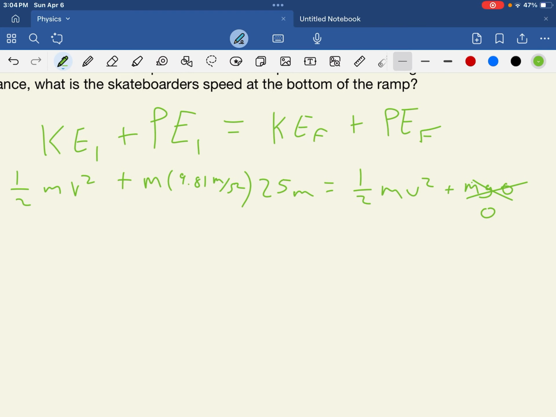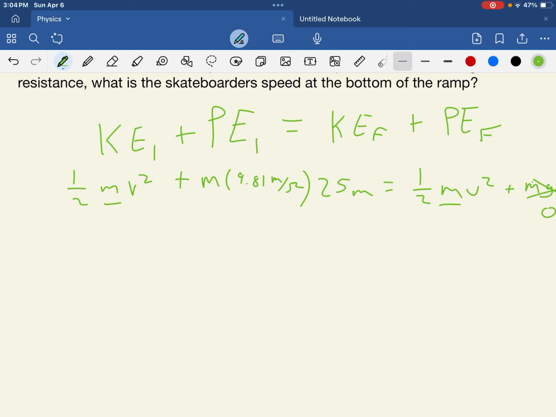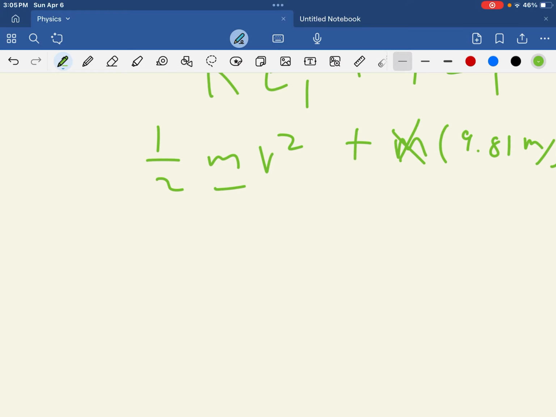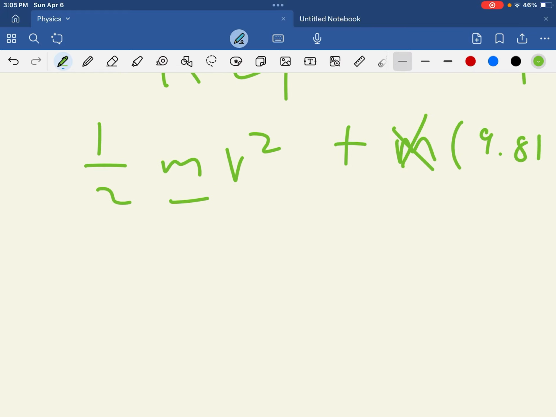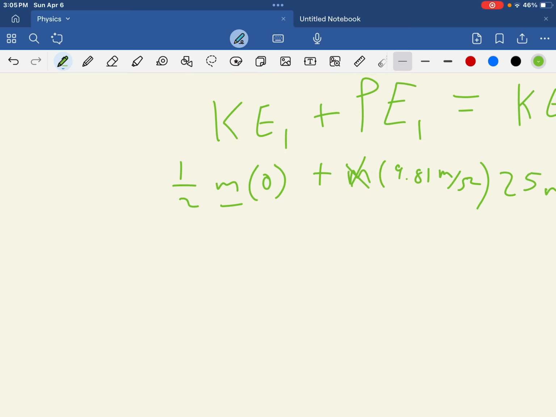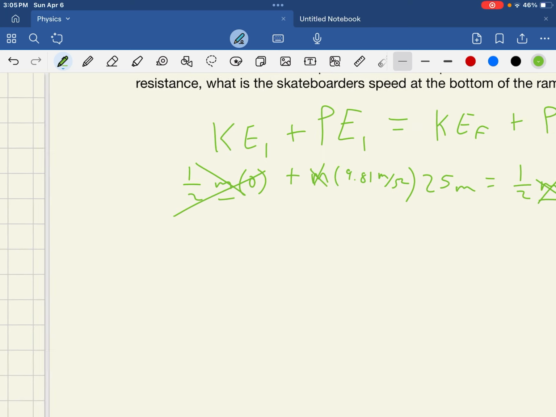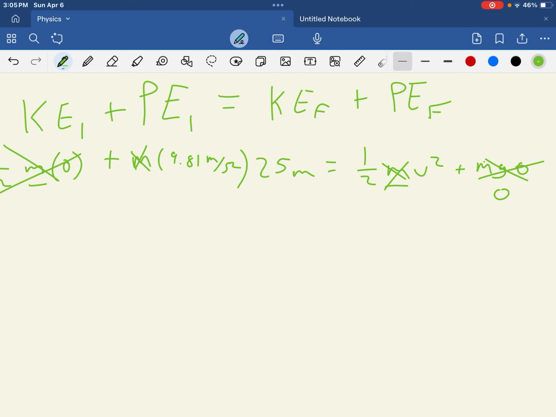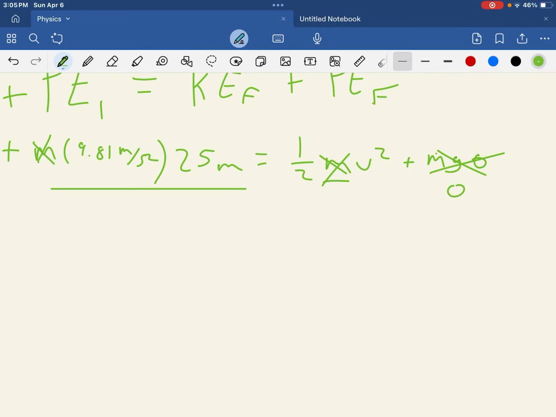So we have 1/2 mv squared on this side, and we have 1/2 mv squared on this side. So we know that this mass cancels with this mass here, but also we know what the velocity is at the top of the ramp because it says they are at rest, so this is going to cancel out because this is a 0. So this whole thing cancels because 0 times anything is just 0. So what we have is 9.81 meters per second squared times 25 meters equals 1/2 velocity squared.